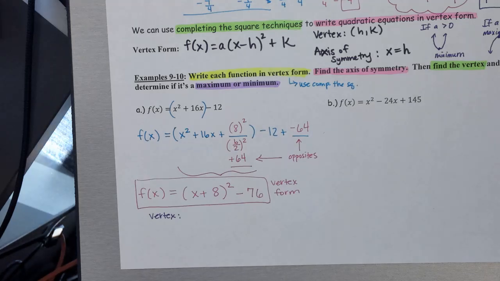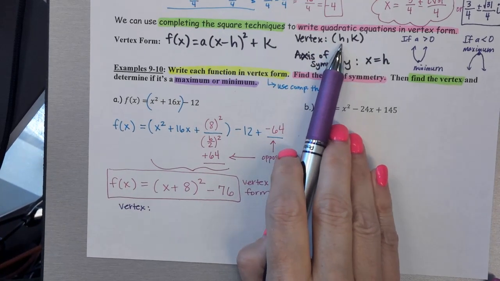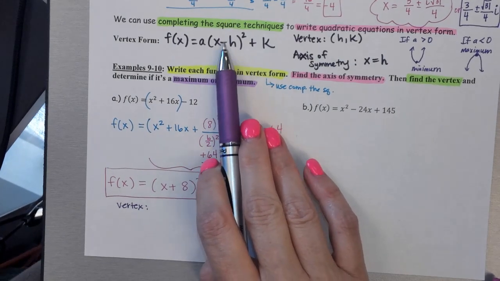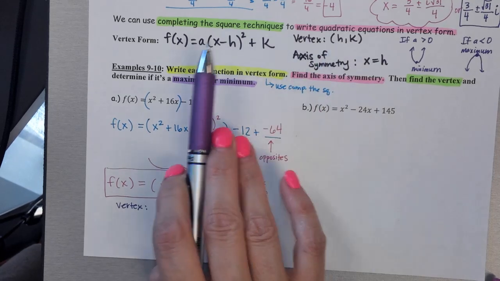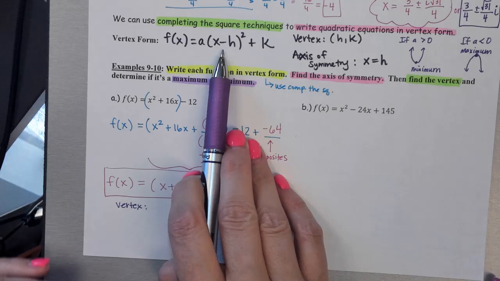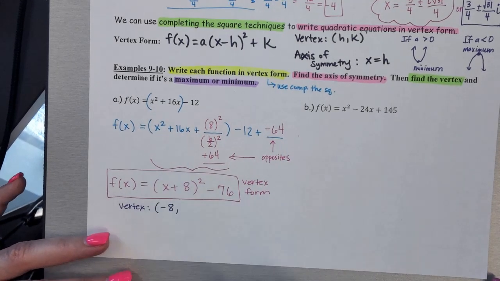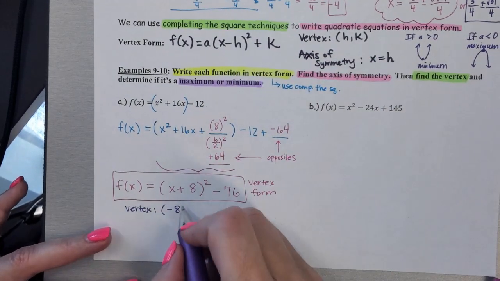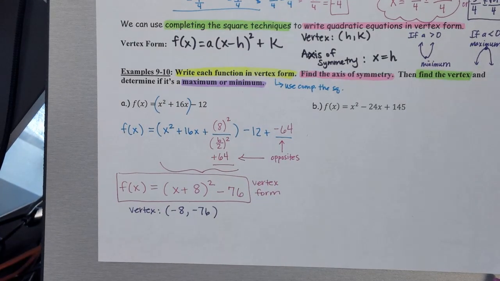If you're feeling unsure about the vertex, take a look up here. Your vertex is your h and k, so let's look at the equation. In the equation, you have this negative sign. Here it's a positive. There's no sign in front of it. This means you do the opposite. So if you have positive 8 here, your vertex is negative 8. For k, it's a positive here and a positive here, so if it's negative 76, it's going to say negative 76. That is going to be your vertex.